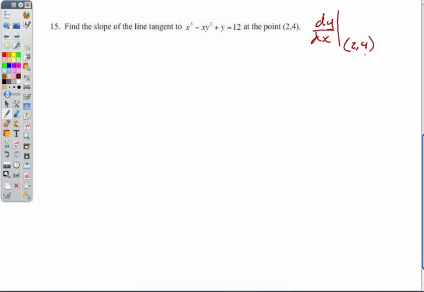Now, because this function that we have is in terms of both x and y, it's going to require that we do implicit differentiation. Implicit differentiation with respect to x. So if we have an x term, like our first term, it's easy to do the derivative. We just do it as normal. The derivative of x cubed would be 3x squared.